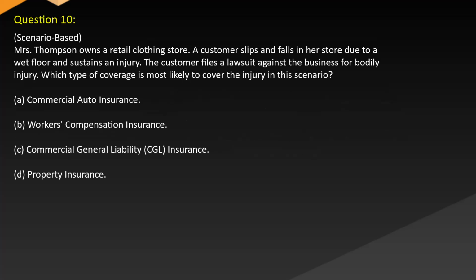Question 10. Scenario-based. Mrs. Thompson owns a retail clothing store. A customer slips and falls in her store due to a wet floor and sustains an injury. The customer files a lawsuit against the business for bodily injury. Which type of coverage is most likely to cover the injury in this scenario? A. Commercial auto insurance. B. Workers' compensation insurance. C. Commercial general liability (CGL) insurance. D. Property insurance.